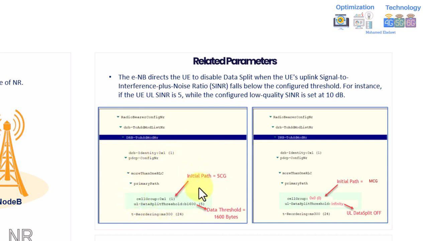This is initially the same as the figure we showed in the previous slide, which was showing, for example, that the data split threshold was around 1,600 bytes.